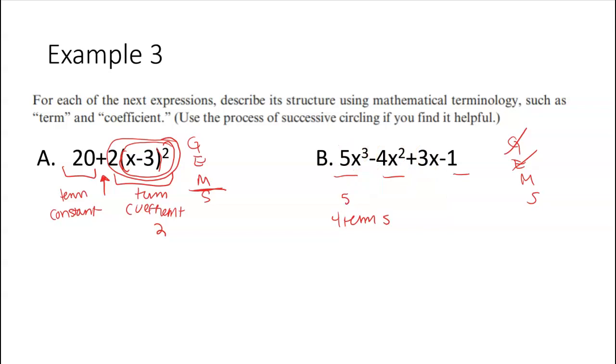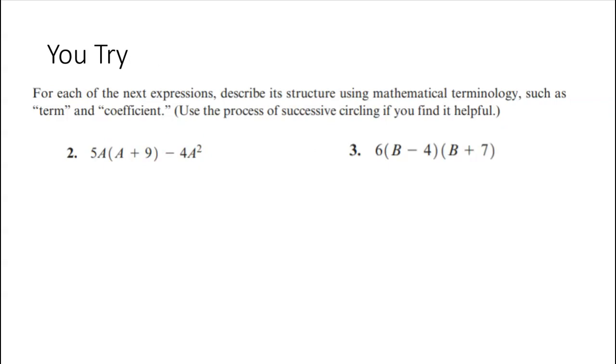And I'm going to erase this so we can look at this a little more closely. The coefficient here is 5. The coefficient here is -4. The coefficient here is 3. And the coefficient here is -1. All right, and we would actually call this -1 a constant because it's not multiplying. But these would be our coefficients. All right, go ahead and give this a try. Press play when you're ready to see the solution.